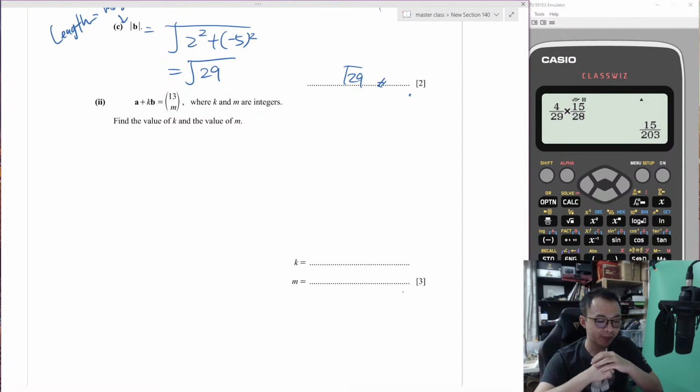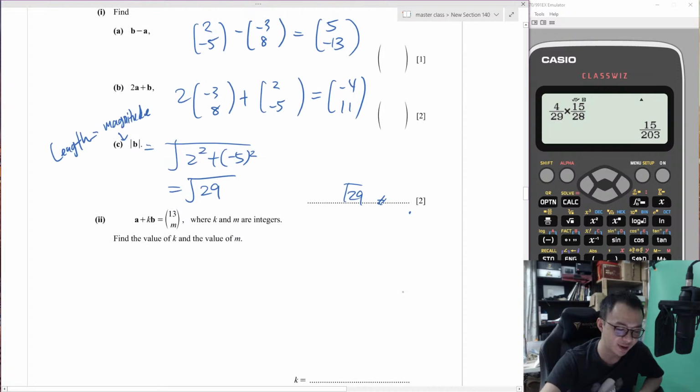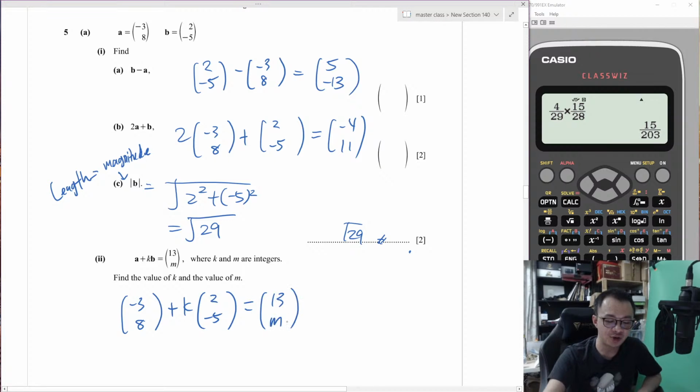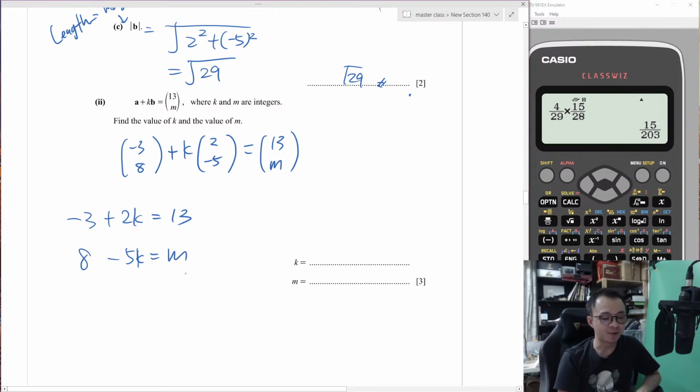Alright, so this one K and M are integers. This one just needs simultaneous equations. Let's insert the values carefully. So this is -3, 8 plus K times 2, -5 equals 13, M. Then you should be able to see two equations here. First one is -3 plus 2K equals 13. Second is 8 minus 5K equals M. Okay, you have two equations.